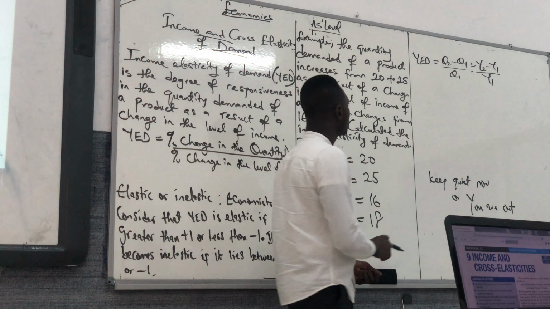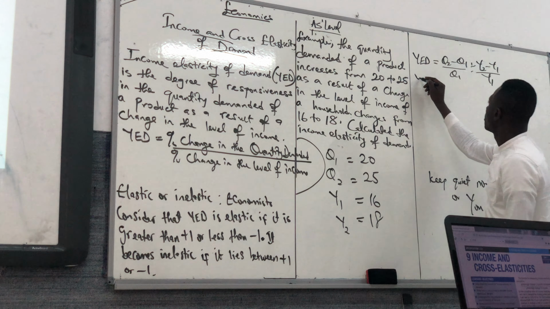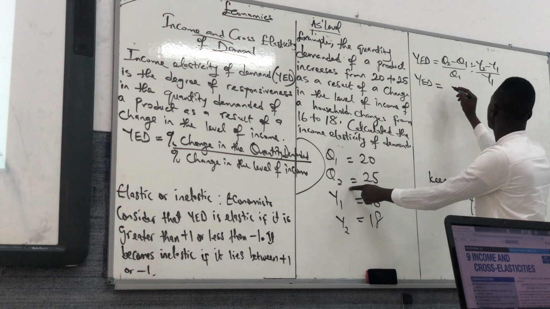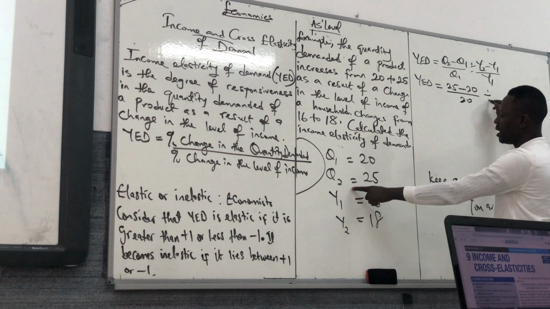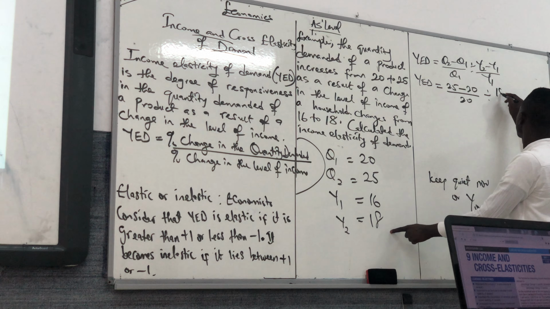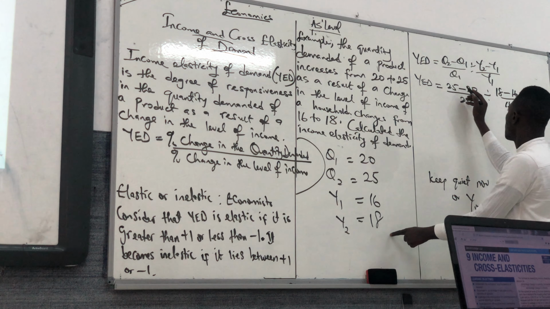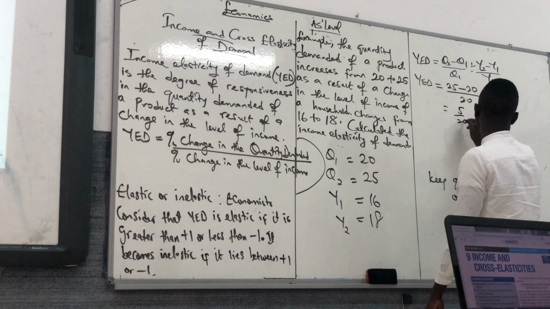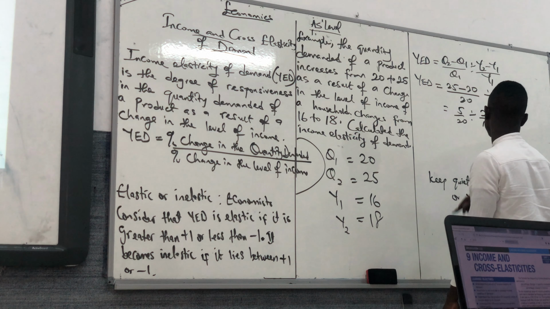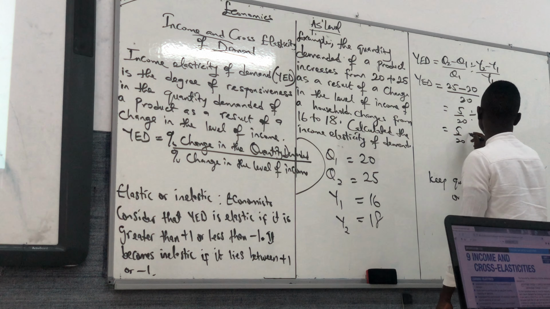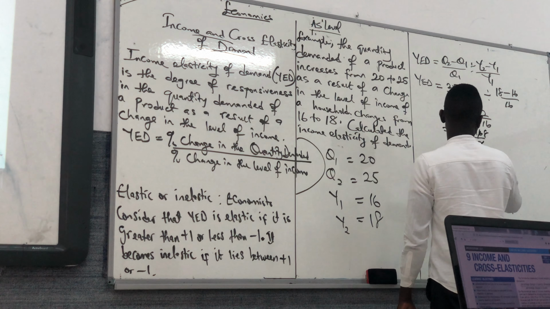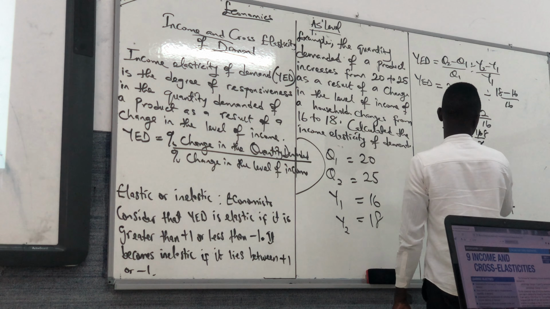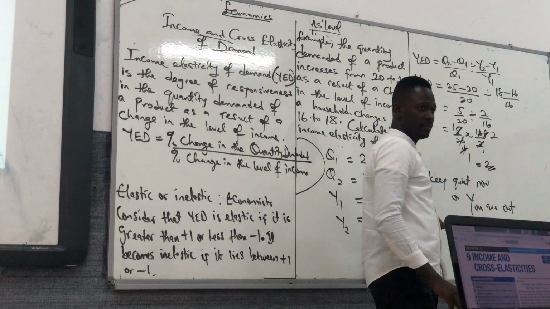So we say YED equals (25 minus 20) over 20, divided by (18 minus 16) over 16. We have 5 over 20, which is 0.25, divided by 2 over 16. So we have 5 over 20 multiplied by 16 over 2. Simplifying, we get 2.